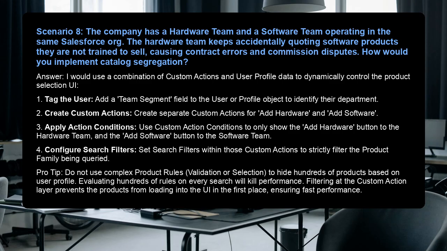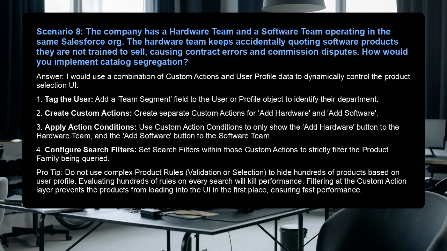The hardware team keeps accidentally quoting software products they are not trained to sell, causing contract errors and commission disputes. How would you implement catalog segregation? Answer: I would use a combination of custom actions and user profile data to dynamically control the product selection UI.